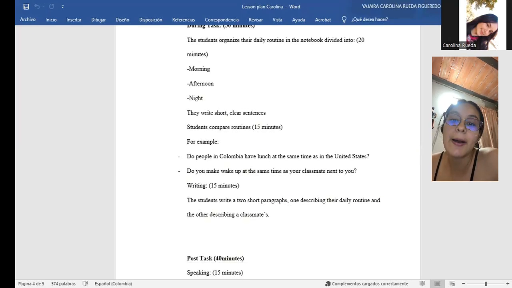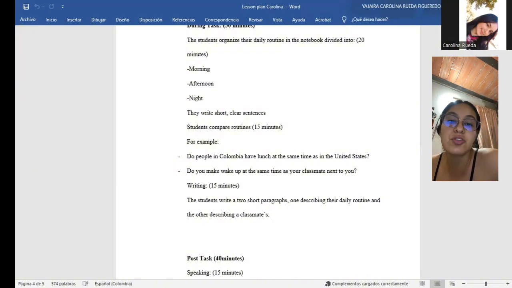p.m. Then students compare their routines with their classmates and with people from other countries. They answer questions such as, do people in Colombia have lunch at the same time as in the United States? Or do you wake up at the same time as your classmates? This allows students to understand cultural differences and reflect on healthy habits.